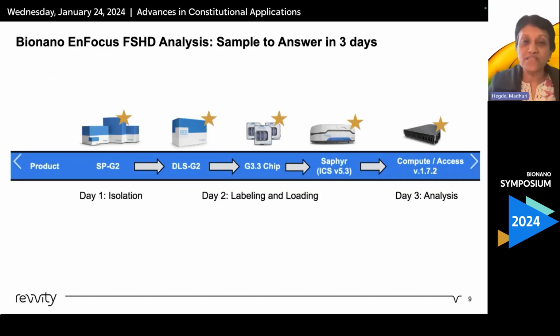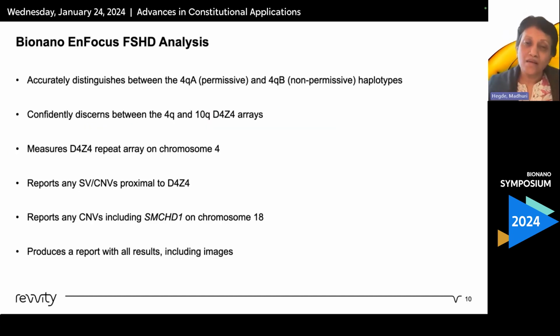So the idea being that we start with isolation, followed by labeling and loading, and then analysis. And obviously, turnaround time is very important in any laboratory, and thereby we achieve the completion of the assay in a very desirable turnaround time. So what does the optical genome mapping allow us to do? The first thing, as I mentioned in the previous mechanistic slide, is it's really important to distinguish between the 4QA and the 4QB allele, because the 4QA allele is a permissive allele. So the optical genome mapping allows us to distinguish between these two haplotypes.